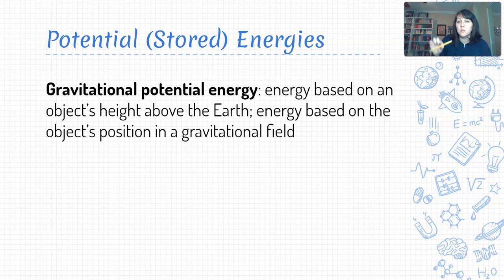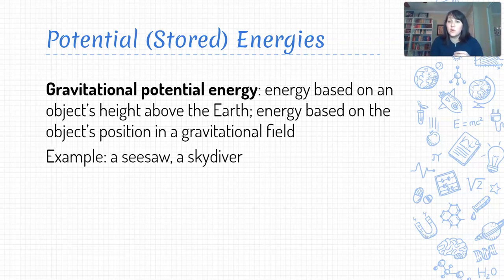Around it. Okay, so it's all about that position in there. So if I think about a seesaw or a skydiver or roller coasters or things like that, all of those are making use of gravitational potential energy. We see at the top you're not necessarily moving, but you're in a position where gravity can get you to start moving pretty rapidly as a result. Okay, so that's one type of potential energy.